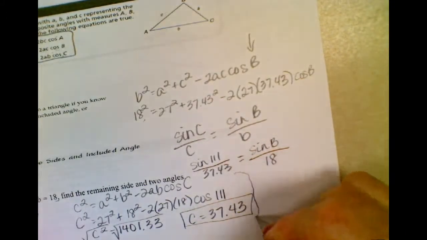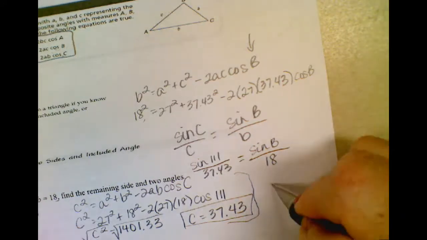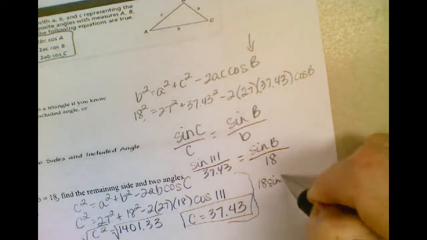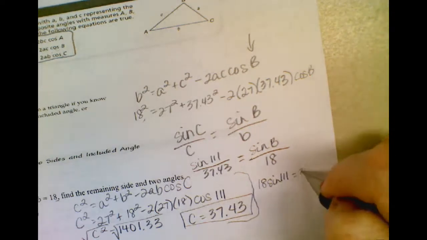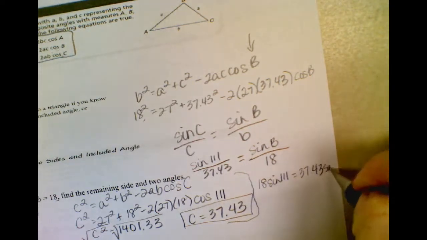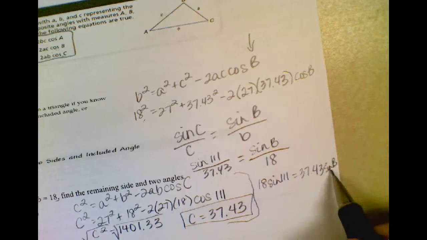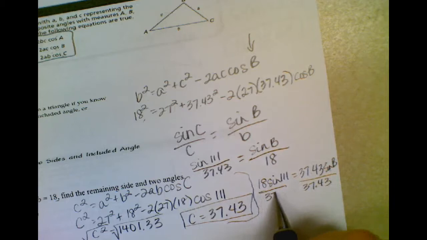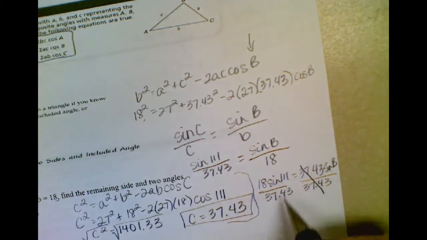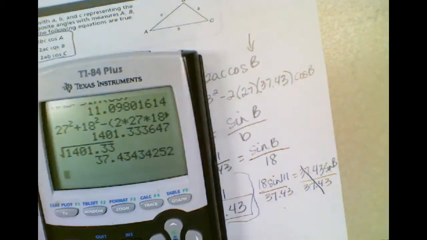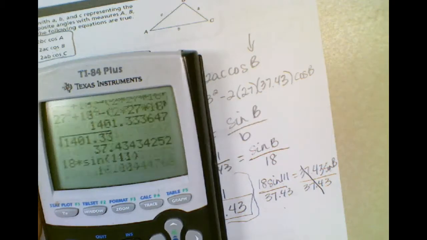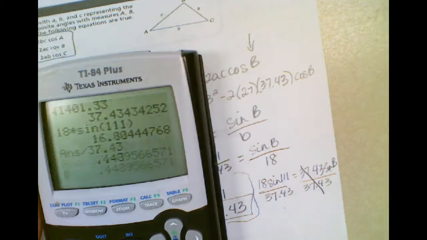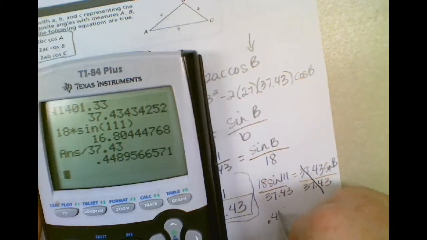So kind of portion this out a little bit, and we will have 18 times sine 111 equals 37.43 times sine of B. Now in order to get that sine of B by itself, I've got to divide both sides by 37.43. So you're going to get an amount here. So let's go ahead and do that. We have 18 times the sine of 111, close your parentheses, divided by 37.43, and we have 0.449 equals the sine of B.